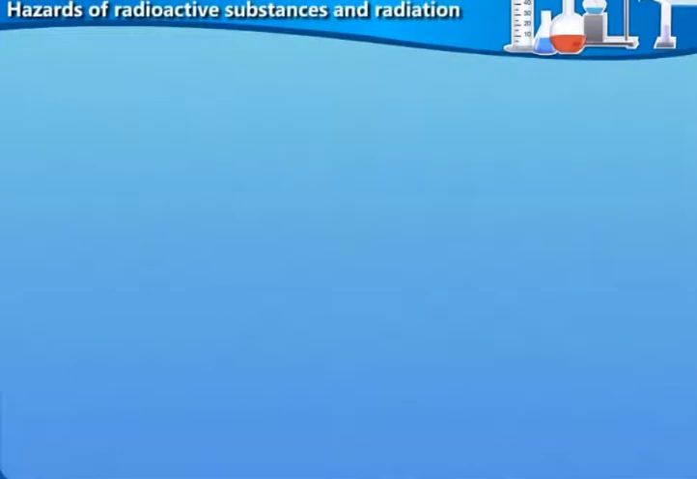Hazards of radioactive substances and radiation. Now we have learned about the usefulness of radioactive substances and the radiation. Now we learn about the hazards. What are the harmful effects of these radioactive substances, the radiation? Every coin has two sides. So if something is useful, it can also be dangerous. So let's see the harmful or the adverse effects of radioactive substances and their radiations.